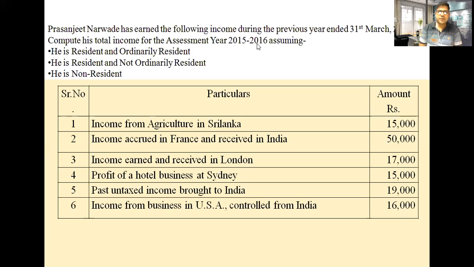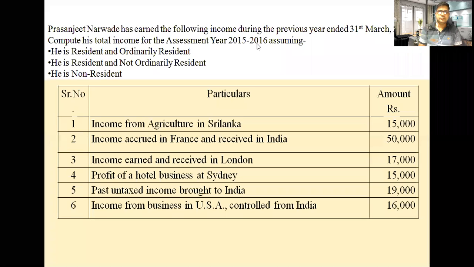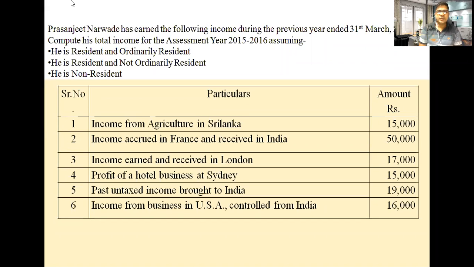Serial number, particulars, amount. Number one, income from agriculture in Sri Lanka, 15,000. Income accrued in France and received in India, 50,000. Income earned and received in London, 70,000. Profit of hotel business at Sydney, 15,000. Past untaxed income brought to India, 19,000. Income from business in USA controlled from India, rupees 16,000.